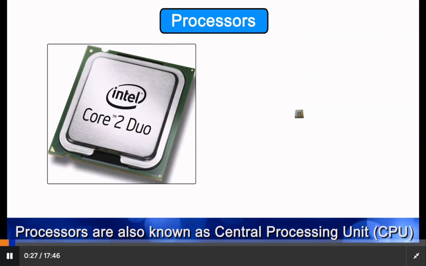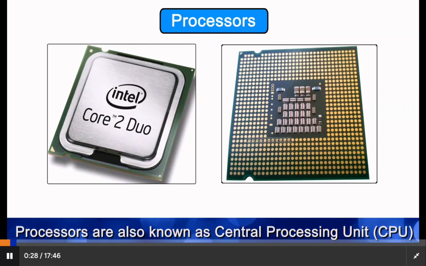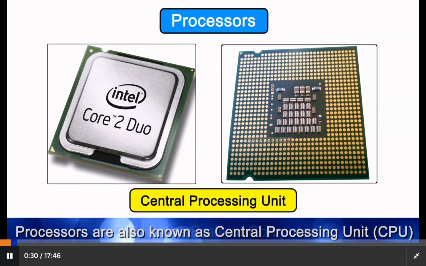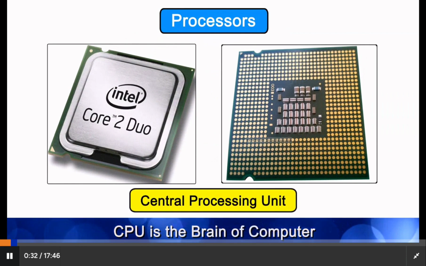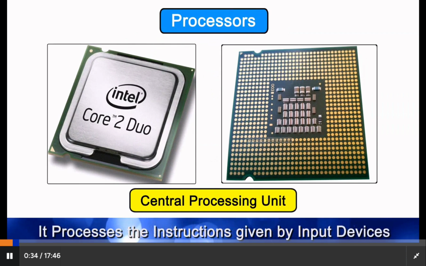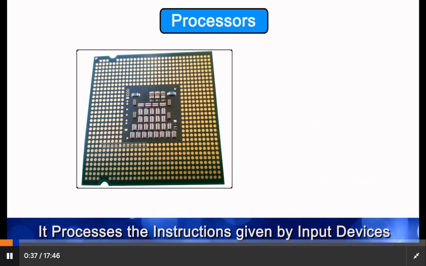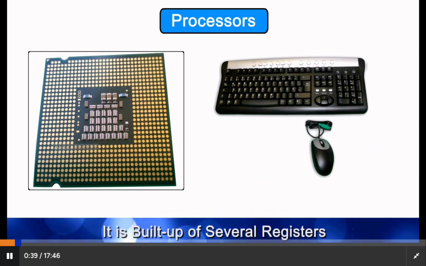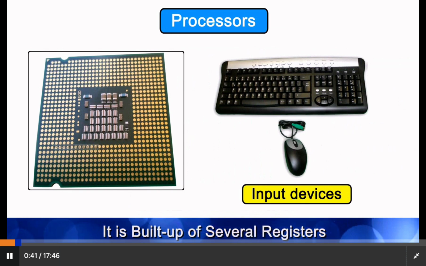Processors are also known as central processing unit, CPUs. CPU is the brain of a computer. It processes the instructions given by input devices. It is built up of several registers.